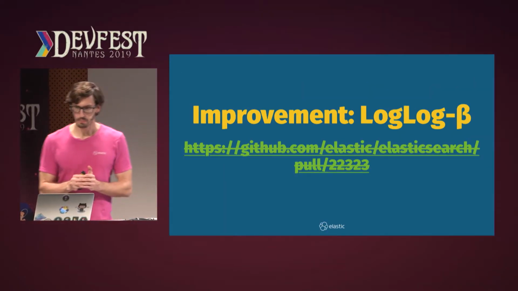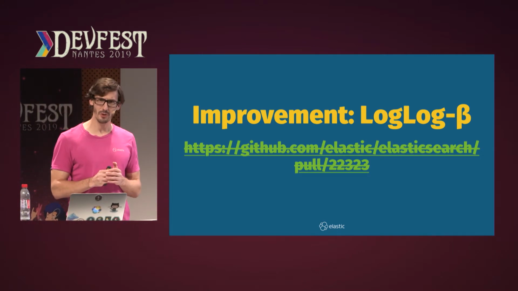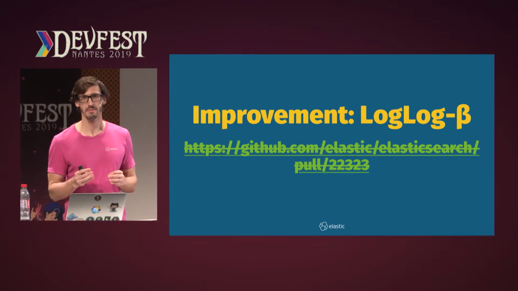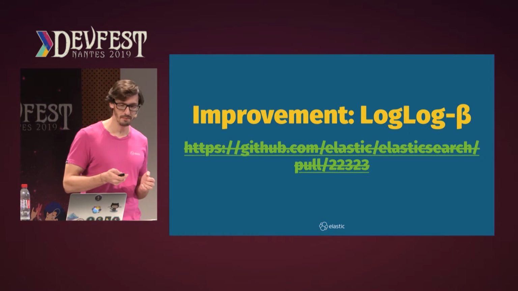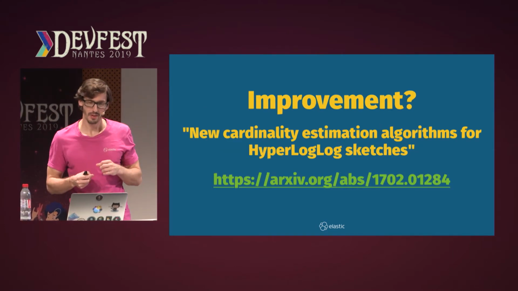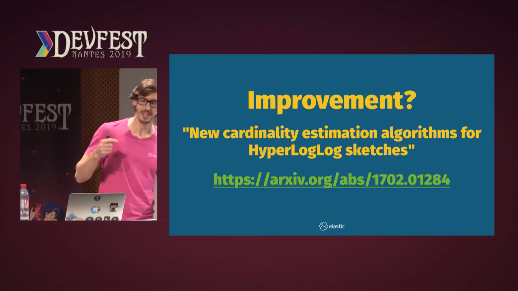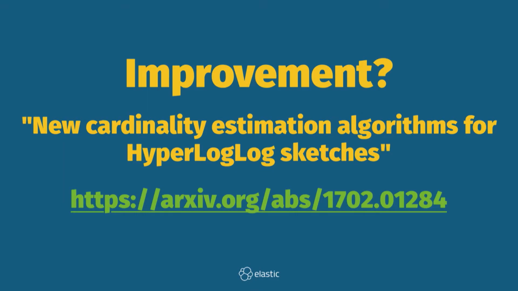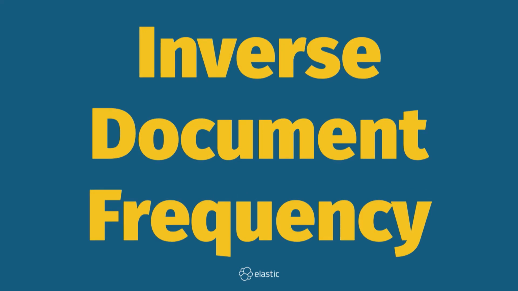There was another paper for improvement. It was called LogLog Beta. We had a pull request and tried it out, but it didn't improve anything. So we threw away the pull request again. There's another paper that's called, or another approach, HyperLogLog sketches. We haven't implemented that one yet. So if you want to read a paper and are interested in papers, this is one of the more cutting-edge algorithms in that area. But we haven't tried that one out yet. So far, it's HyperLogLog++ that we have implemented there. And then for search, we run into a similar problem.